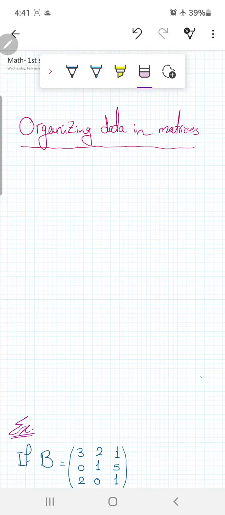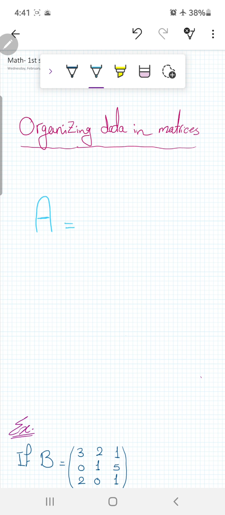Hello everyone. Our lesson today is lesson 1 in unit 1, which is organizing data in matrices. What's the meaning of matrices? If we have a matrix, first we denote this matrix by a capital letter, any capital letter like A.